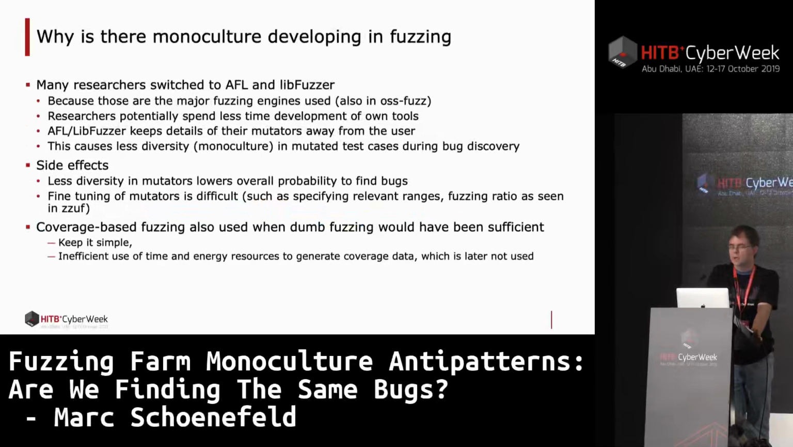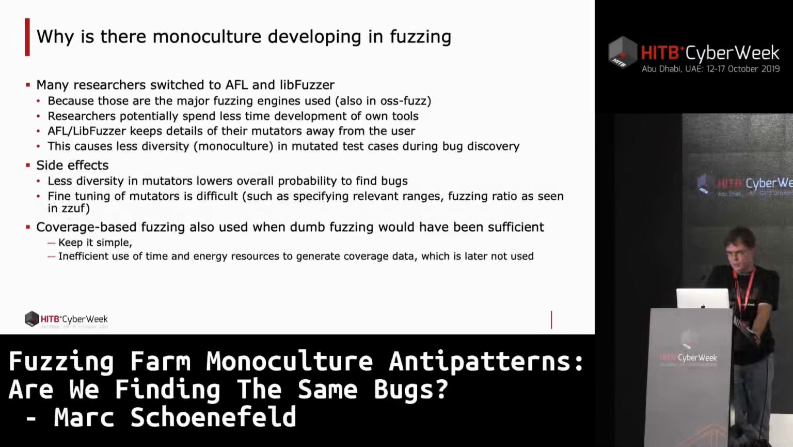Of course, it's great that fuzzing is supported and used regularly by large companies and that tools are out there, but it also meant that many researchers switched from their own tools to AFL and libfuzzer, because they are the major fuzzing engines used and researchers want to use these tools too. They potentially spend less time developing their own tools, and it's also more difficult to fine-tune your fuzzing campaign using these tools because they keep the details away from the user.